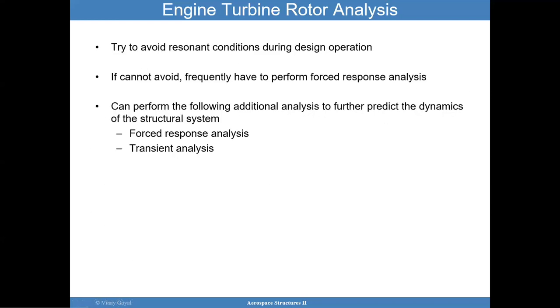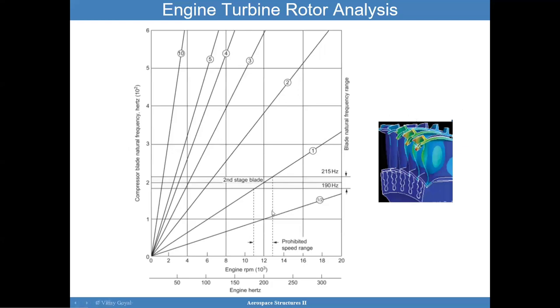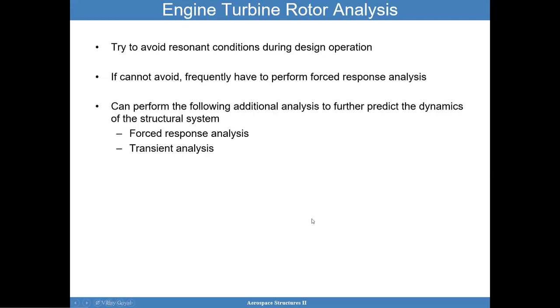If you cannot avoid them, you may have to perform a force response analysis, and then you're going to have to calculate the damping and use that information to determine the real stress at the root of the blades or within the rotor. You can perform additional analyses, such as transient analysis or force response analysis, to then fully characterize the behavior of the structure. But the idea is to stay away from these potential crossings and not have to go to this step here. This force response analysis can be quite complex to perform.